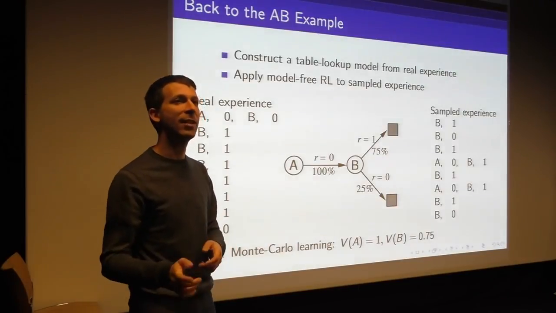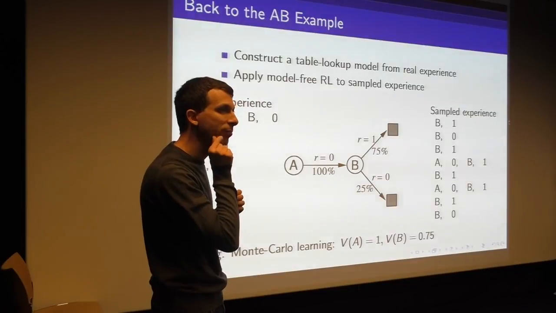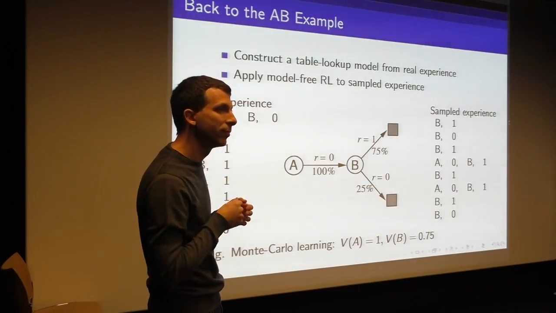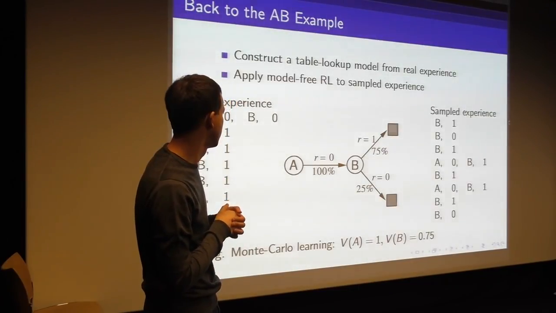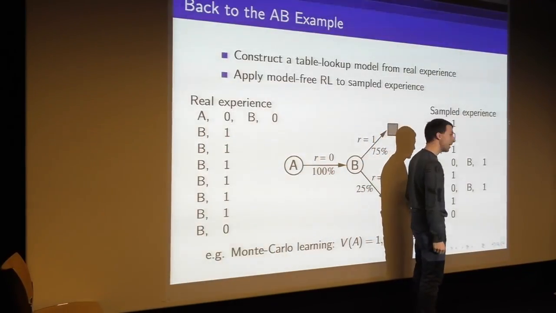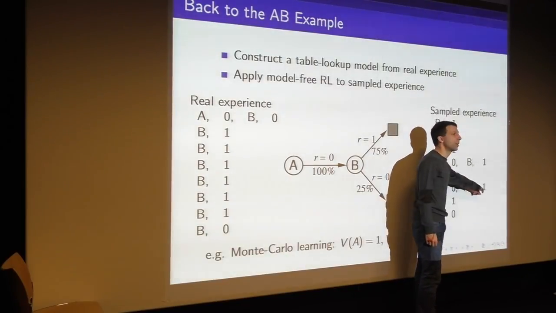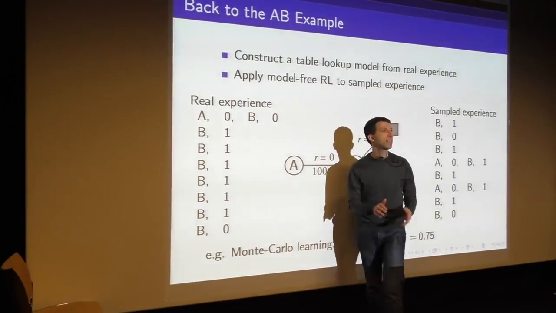Okay, I'm going to take one more question and then move on. Just a simple one. How do we get V of A is equal to 1? Because we get 0 from A, right? No, we're looking at the return, remember, with Monte Carlo learning. So you start here. The whole return is what we are averaging over. The whole return is 0 plus 1, if we're assuming this is undiscounted.